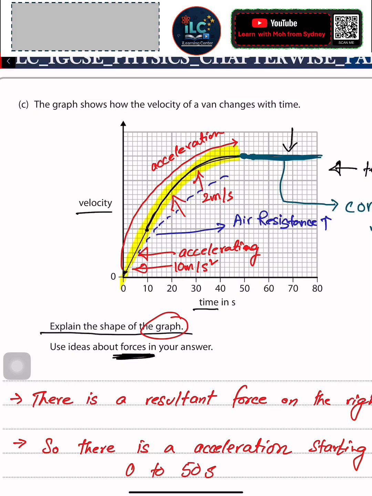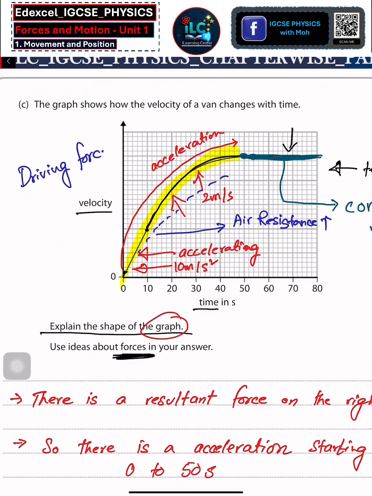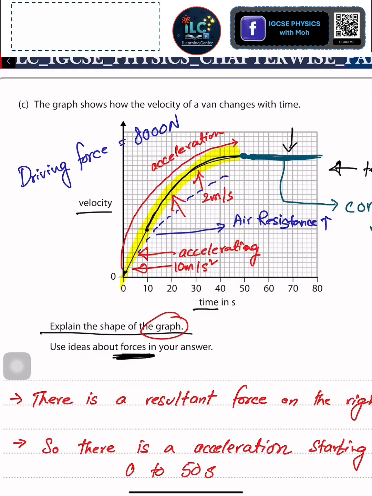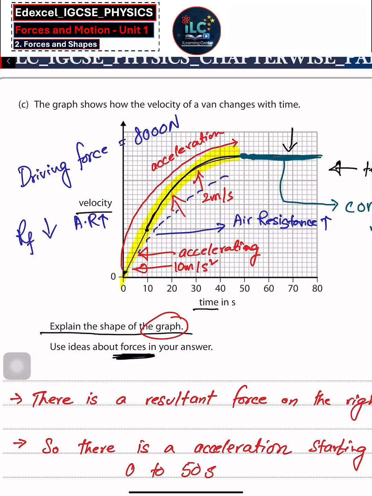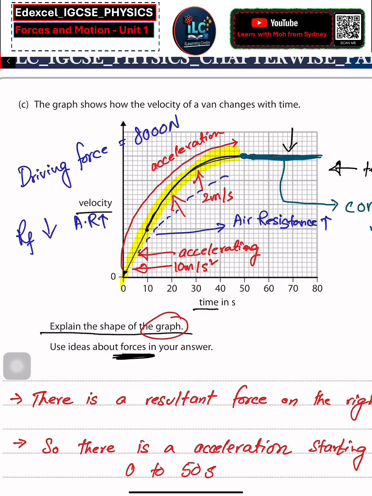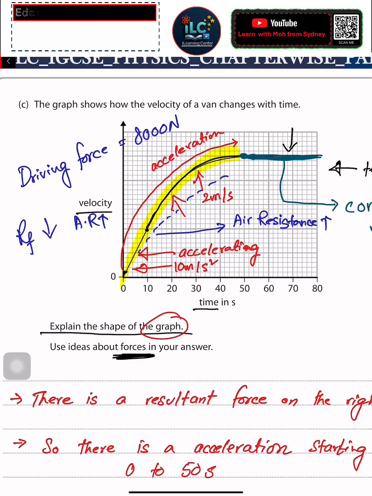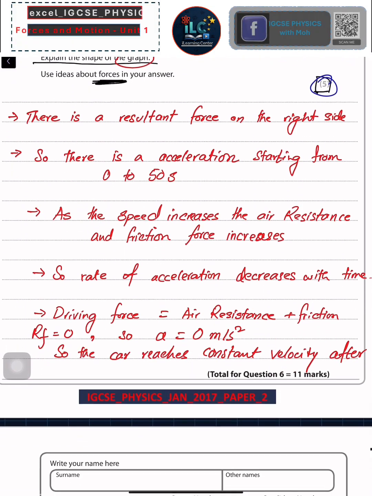So your driving force doesn't change, right? We know that the driving force is always 8,000. The driving force didn't change. So if the driving force doesn't change, the resultant force will decrease if air resistance increases, right? As a result, your acceleration decreases with time. So this is what will get you 5 marks here, important 5 marks, and we'll move to the next question now.